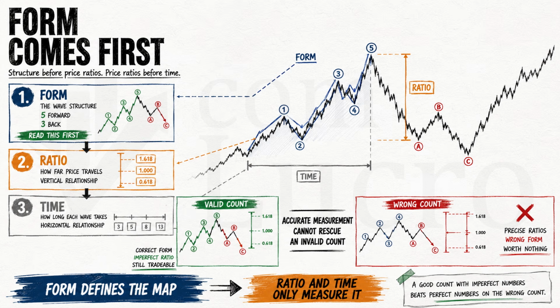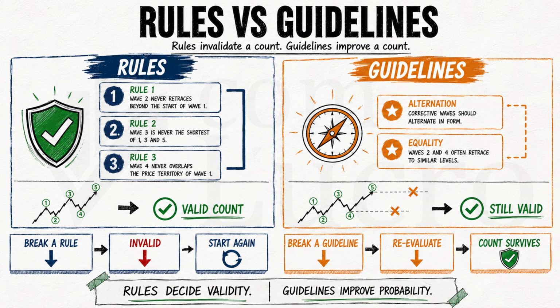Reading the form correctly matters more than getting the ratios exact. A valid count with imperfect measurements is still tradable, while a precise measurement on the wrong count is worth nothing. With the structures and the degrees in place, we can turn to what keeps a wave count honest. And here, the theory treats 2 things very differently: rules and guidelines. Rules are inviolable. Break one and the count isn't debatable. It's invalid, so you throw it out and start again.